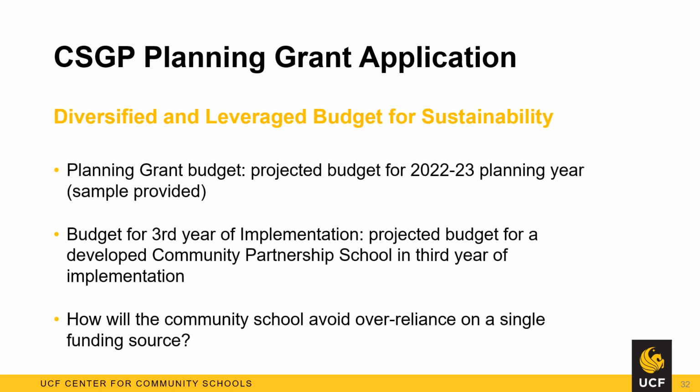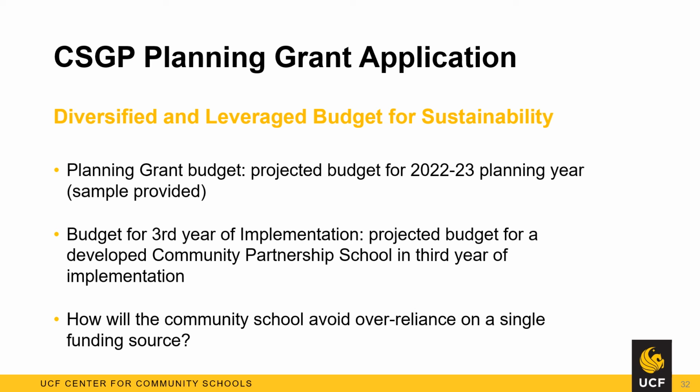The next section is the diversified and leveraged budget for sustainability. With your application, you are required to submit two budgets. The first is for the planning year ending in June 2023. The second is a projection for the third year of implementation.